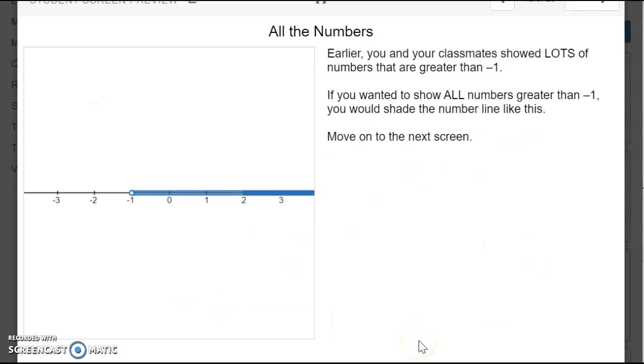Card number 12. Earlier, you and your classmates showed lots of numbers that are greater than -1. If you want to show all numbers greater than -1, you should shade the number line like this. Move on to the next string. Okay, so that's why the shaded number line is a result of all the different possibilities along there. When you start coloring in all the possibilities, you end up shading it, and that's what a number that is greater than -1 will look like.